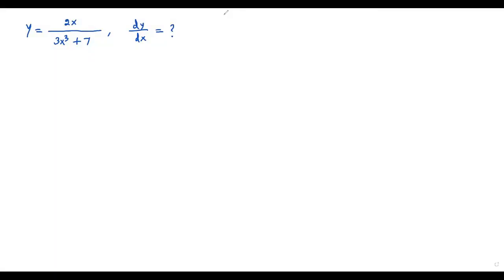Here we have a problem on finding derivative. There is a function here that is y equals 2x over 3x cubed plus 7, and we have to find the derivative of this function with respect to x. In this function we have variable in both numerator and denominator.